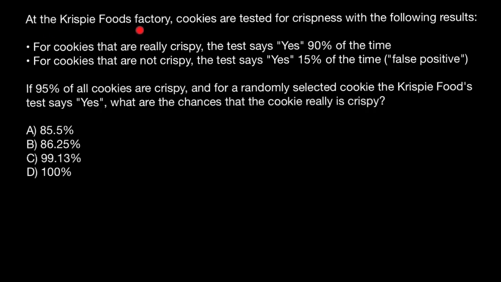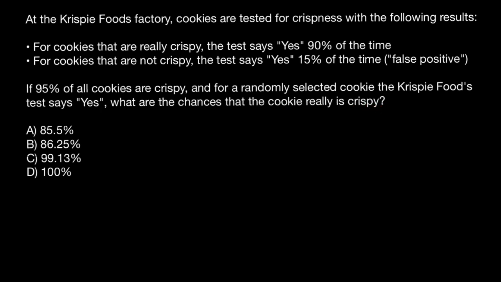At the Crispy Foods factory, cookies are tested for crispiness with the following results. For cookies that are really crispy, the test says yes 90% of the time. For cookies that are not crispy, the test says yes 15% of the time, false positive. If 95% of all cookies are crispy, and for a randomly selected cookie the Crispy Foods test says yes, what are the chances that the cookie is really crispy?